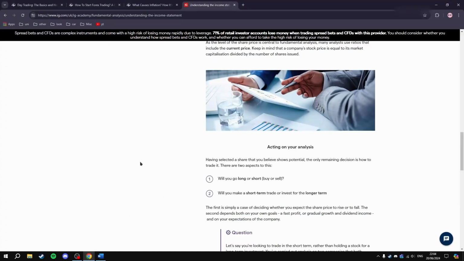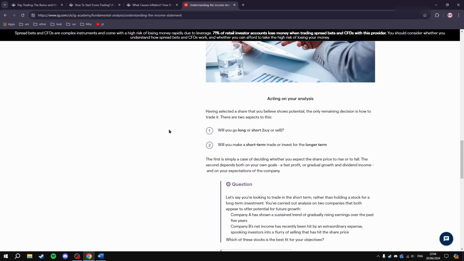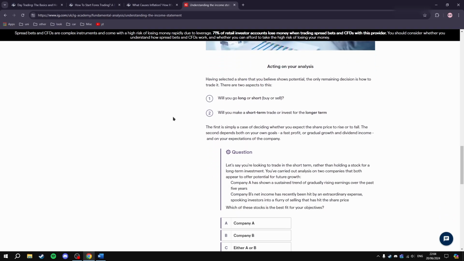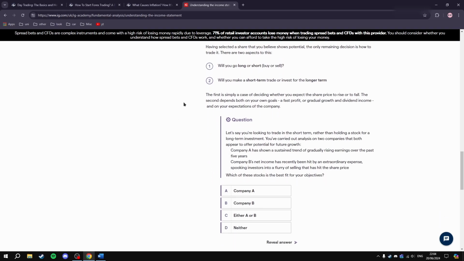Okay. So, acting on analysis, having selected a share that you believe shows potential, the only remaining decision is how to trade it. There are two aspects to this. Will you go long or short, buy or sell? Will you make a short-term trade or invest for the long term?